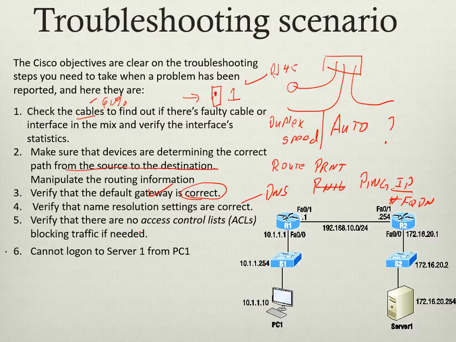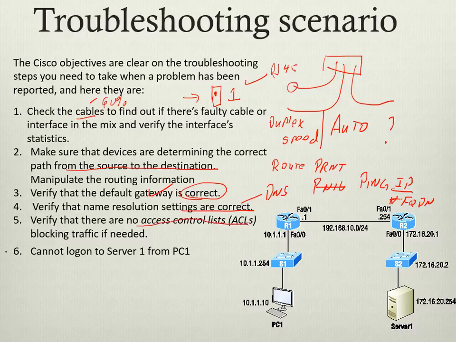So is that set correctly? Verify the name resolution is correct. Do we have a DNS server? There are some public ones out there. I think the one he uses was 2.2.2.2. It is a legitimate DNS server. I think that's the one. It's either that or 4.4.4.4. They belong to Google, but they're publicly usable.